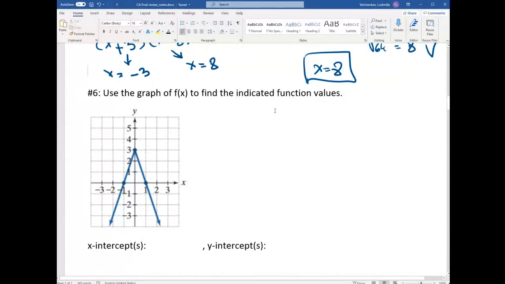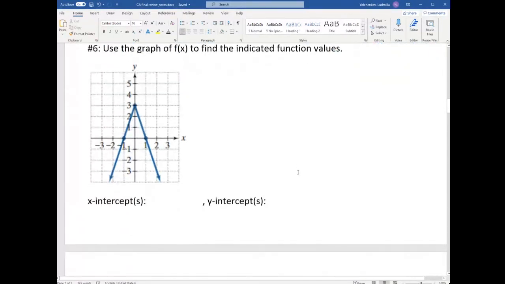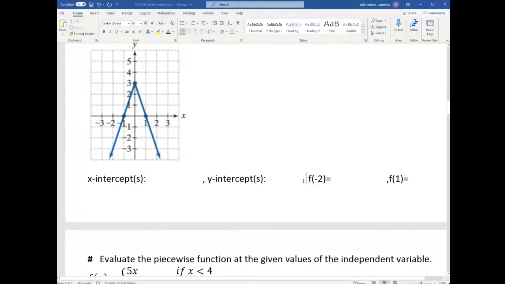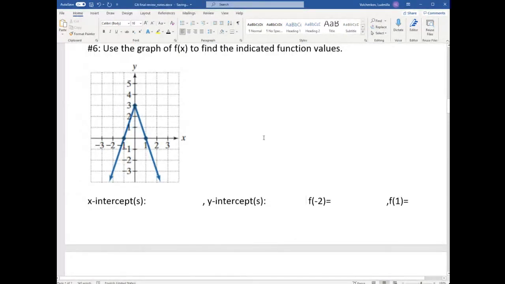Okay, use the graph to find indicated function values. So we want to determine y or x intercept and a couple of points on the graph. So using the graph, okay, the intercept. So there can be several x-intercepts. Here we have two x-intercepts, x equal to -1 and x equal to 1. There is only one y-intercept possible, and here the y-intercept is y equal 3.